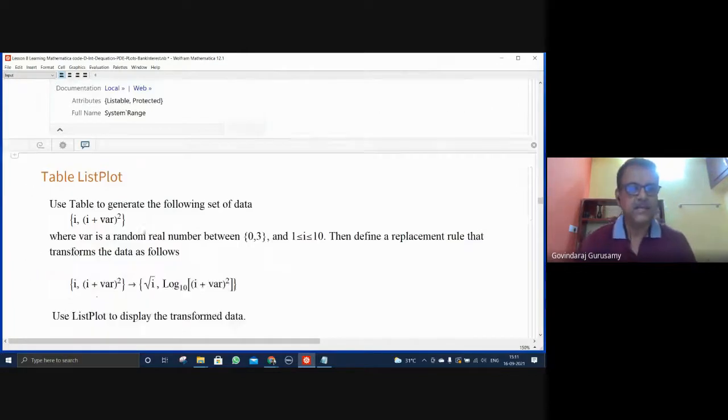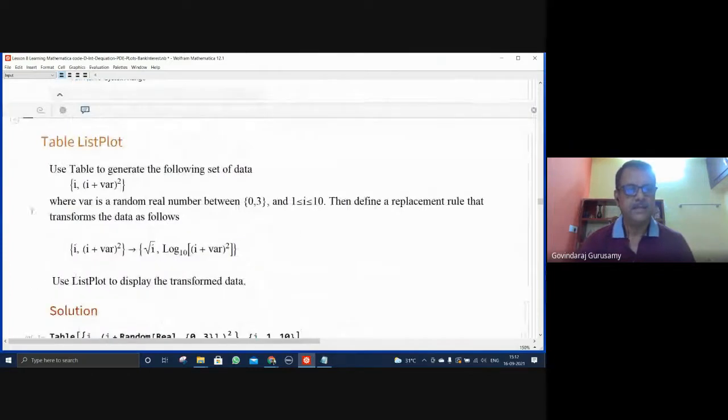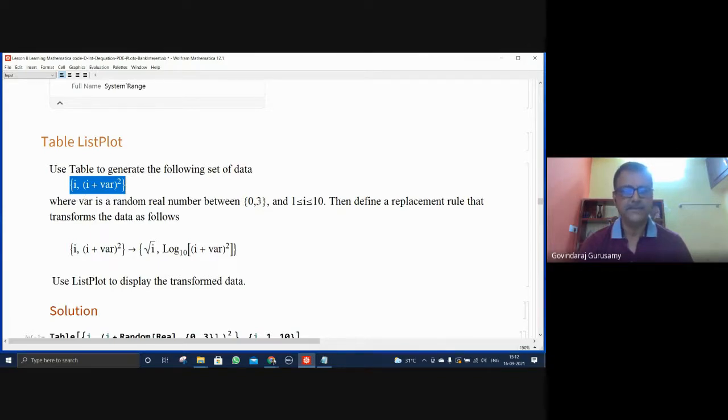Okay, so now come to the list plot. Use a table to generate the following set of data. I want to have the following set of data: i and i plus var squared, where var is a random real number between 0 to 3. We need to have random real numbers. It should be only between 0 to 3. Then i is lying between 1 to 10. You don't want to have more than that.